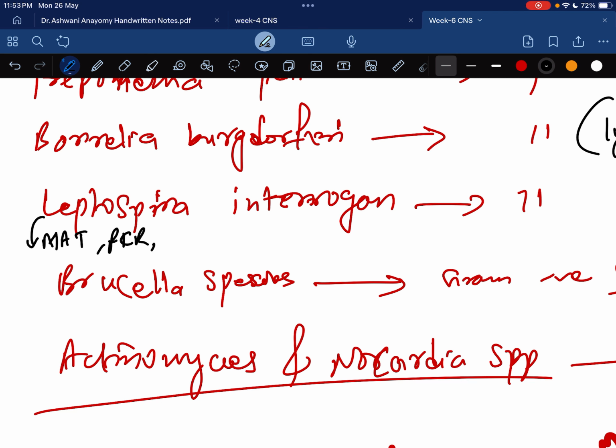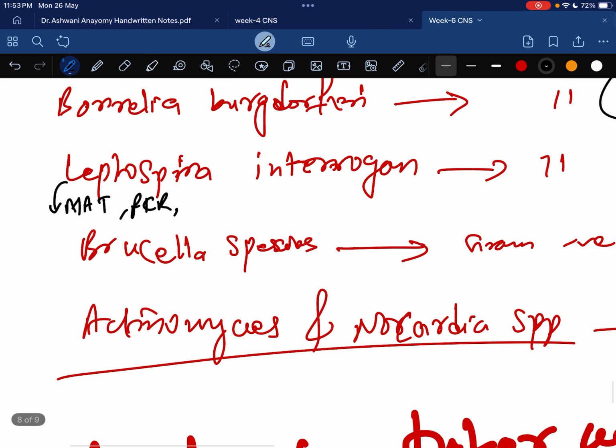Regarding Brucella species, it is zoonotic, transmitted through unpasteurized milk. It causes meningoencephalitis. For diagnosis we can use blood and CSF culture, and the Brucella agglutination test is also done.